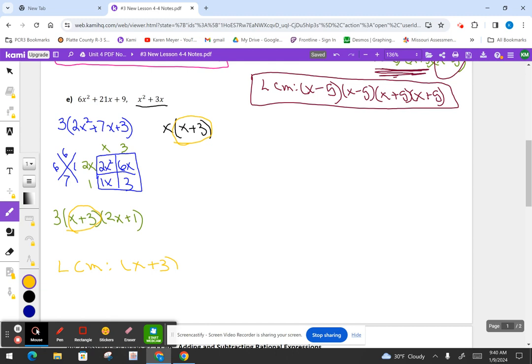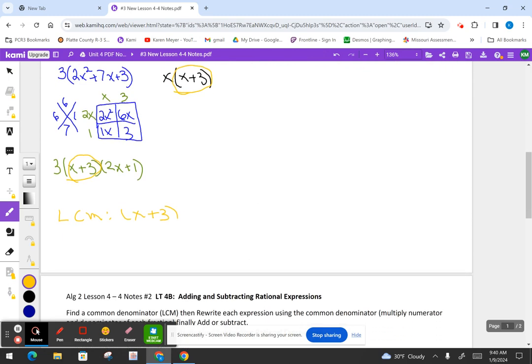Then what's not shared is a 3. Hold on, my pen's not working. Sorry. Then we also have a 2x plus 1. And we also have an x. And once again, I don't care what order you write it. You just need to make sure that you would have all of these parts listed. And that's it for part 1.